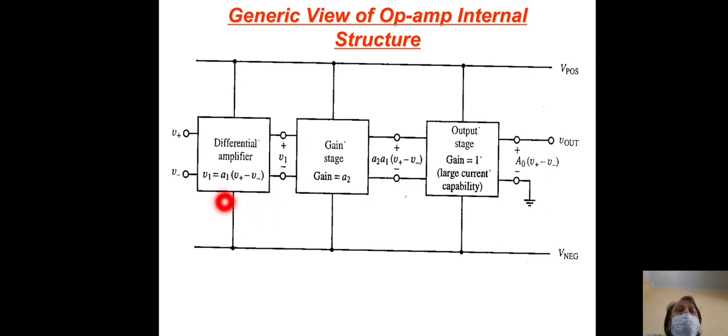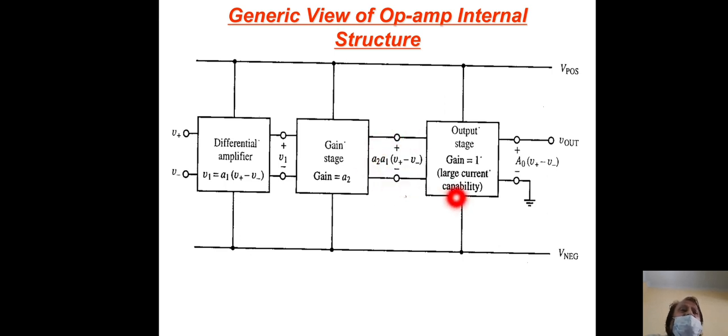We can write the differential amplifier gain as A1, and the input is the difference between the two input terminals, V positive minus V negative. The differential amplifier output is V1, which is multiplied by the differential amplifier gain A1. The second stage is another gain stage with gain A2. Its input is V1, and the output is A1, A2 times the difference of V positive minus V negative, the difference between the two ports.